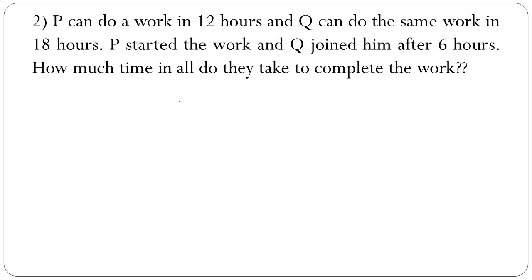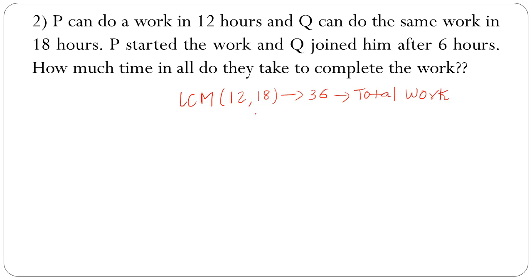So time taken by P is 12 and time taken by Q is 18. So the LCM of 12 and 18 will be 36. Right? This will be our total work. 36 units will be our total work.